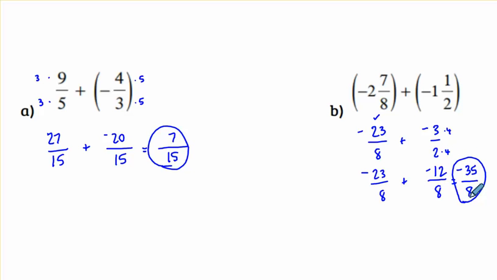You can change that to a mixed number if you want to, but you don't have to. If you did, let's see, 8 goes into 35 4 times with 3 left over. So if you wrote negative 4 and 3/8, that would have worked as well.